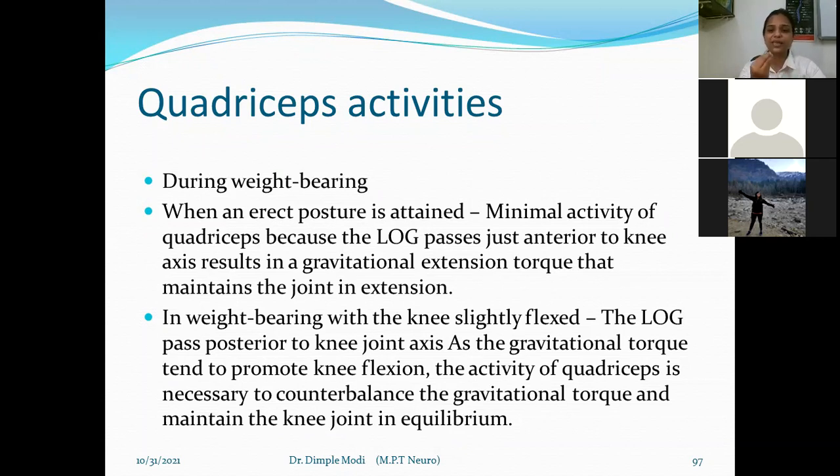In weight bearing, with the knee slightly flexed, the line of gravity passes posterior to the knee joint axis. As the gravitational torque tends to promote knee flexion, the activity of the quadriceps is necessary to counterbalance the gravitational torque and to maintain the knee joint in equilibrium. In full extension, the line of gravity is anterior to the knee. When flexion starts, the line of gravity passes posteriorly, slowly. With more knee flexion, the line of gravity will pass posteriorly.